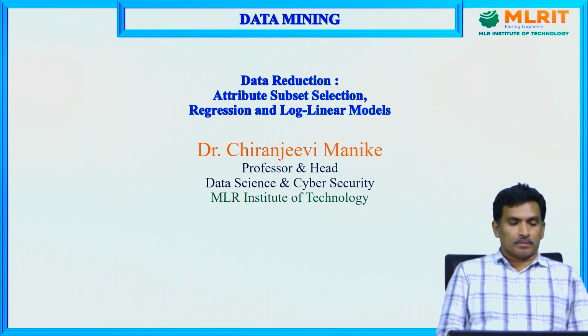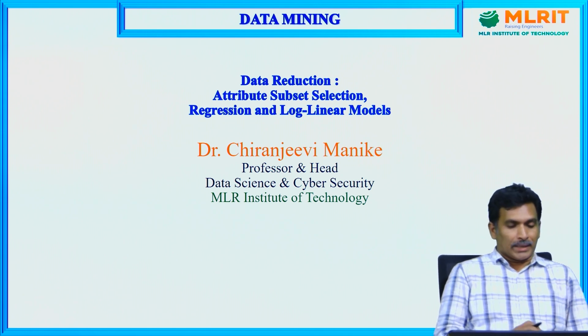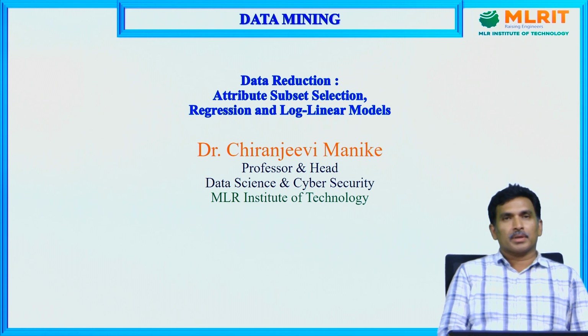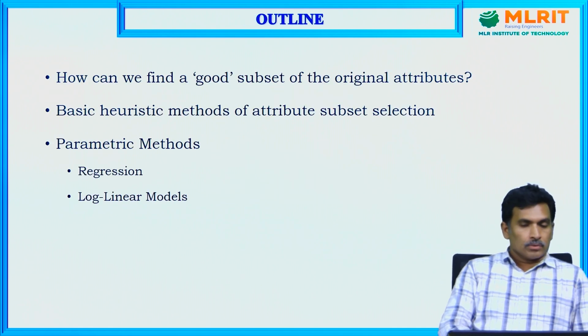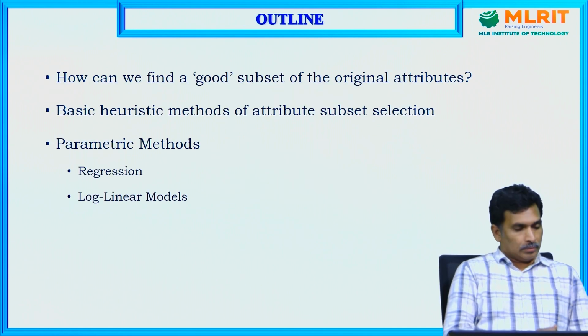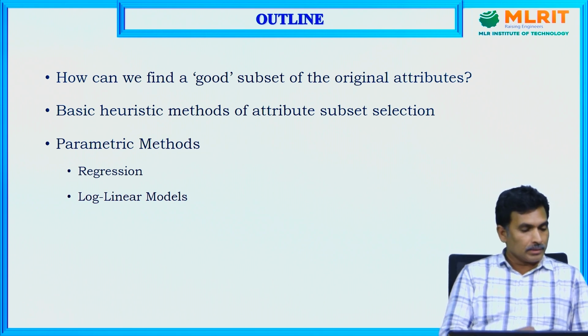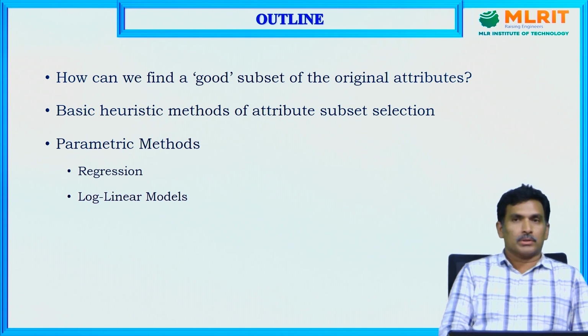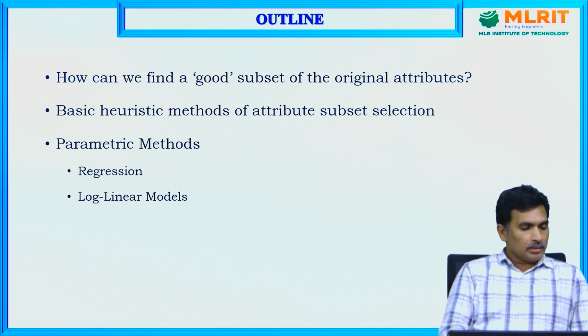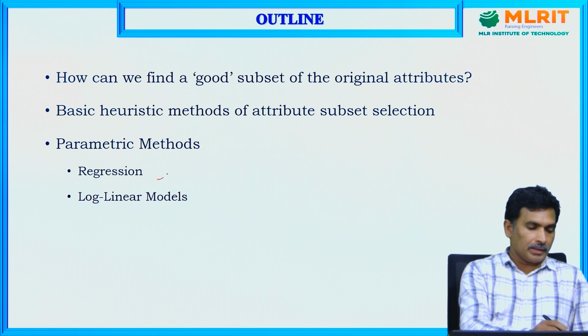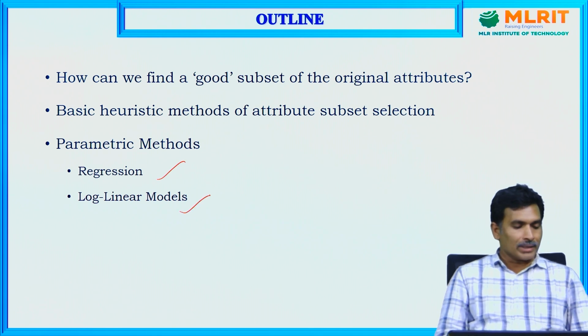In this lecture, we are going to discuss two techniques. One is attribute subset selection, and the other is parametric methods like regression and log-linear models. We are going to cover mainly the basic heuristic methods of attribute subset selection. There are basically three methods, and we'll discuss those three methods in detail. Then the parametric methods: one is regression and another one is log-linear models.